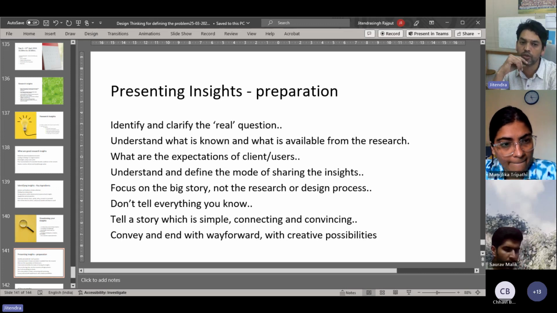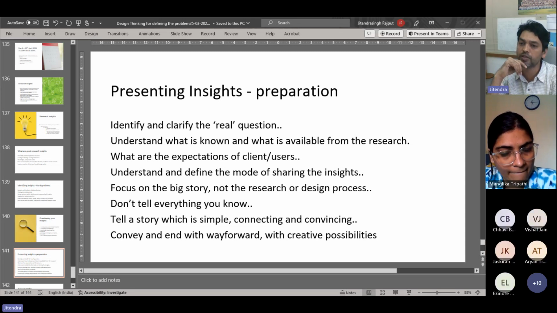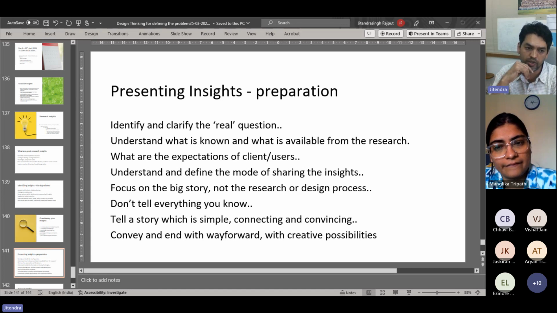Understand what is known and what is available from the research. What is expected, and what are the expectations of the client. So what your end users are really looking forward to. Whether they really want to use your solutions in this manner or not is a big question which you need to ask. And you need to present that in the right manner.